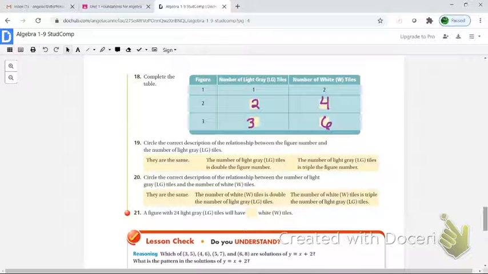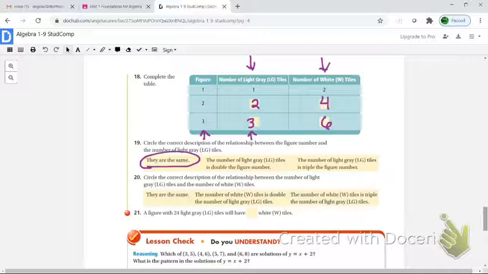Now, circle the correct description of the relationship between the figure number and the light gray tiles. Okay, so figure is right here, light gray is right here, and those numbers appear to be the same. Okay, for number 20, it says circle the correct description of the relationship between the number of light gray and the number of white. They are the same, light gray and white, which would be this column and this column is what we're looking at now.